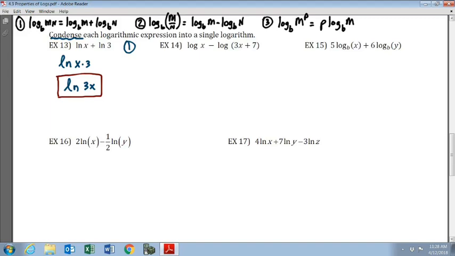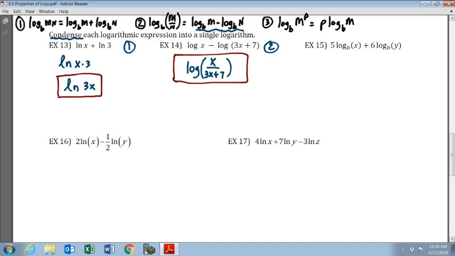Notice this is a difference of logs. And so basically, if you look at the right side of our second property, we're just going in reverse here. We can write this as the log of a quotient. So let's go ahead and do that using property 2. It'll be the log of x over 3x plus 7. And again, the order matters with this rule, so be careful that you follow the order that the x comes before the 3x plus 7, so the x is in the numerator. Let's look at number 15.